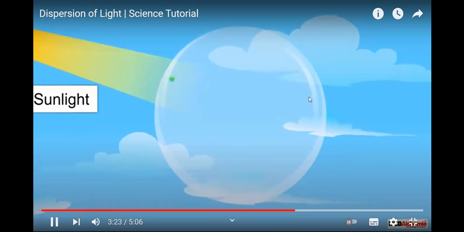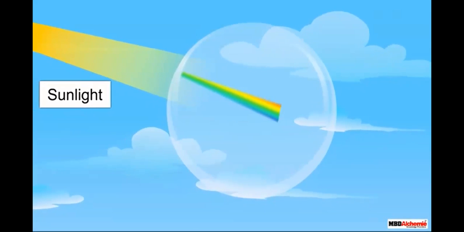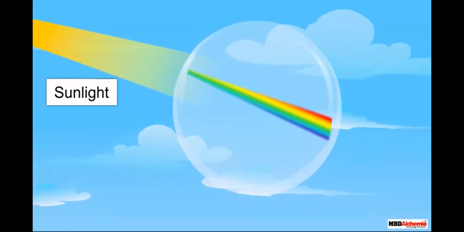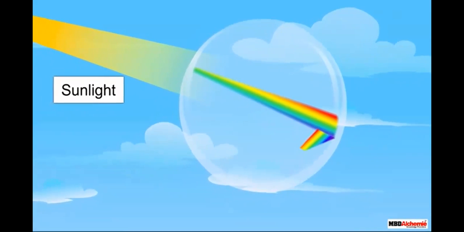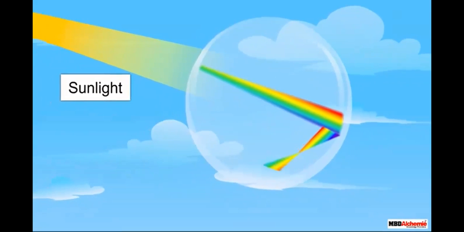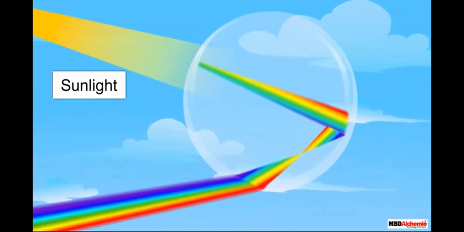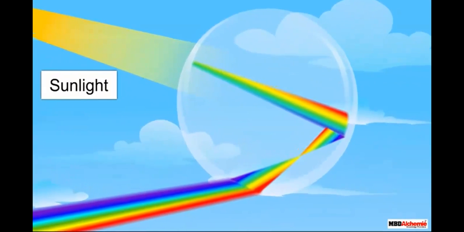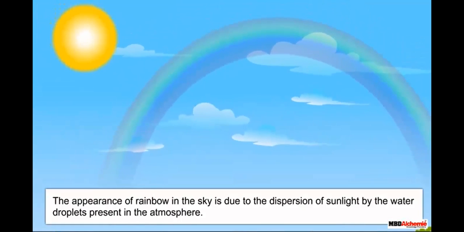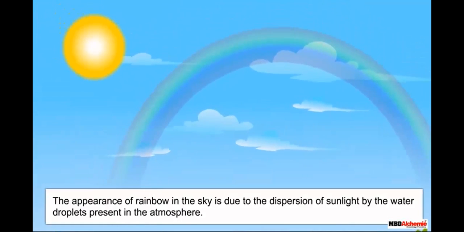As soon as the incident sunlight enters the prism, that is, the drop, it splits into its constituent 7 colors, VIBGYOR, within the drop. When this band strikes the other edge of the drop, it gets reflected internally towards the first edge of the drop. As the band reaches the first edge, it gets refracted again and finally comes out of the raindrop. This band of colors which finally comes out of the raindrop is what we see as a rainbow. A rainbow is always formed in the direction opposite to that of the sun. Thus, the appearance of a rainbow in the sky is due to the dispersion of sunlight by the water droplets present in the atmosphere.